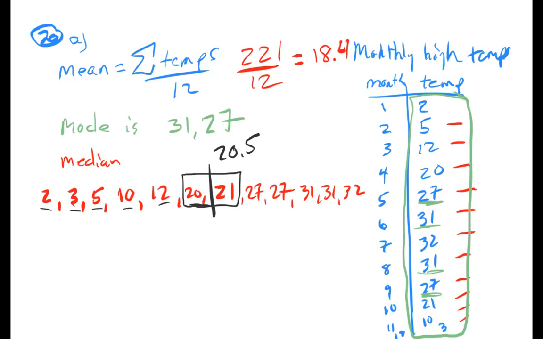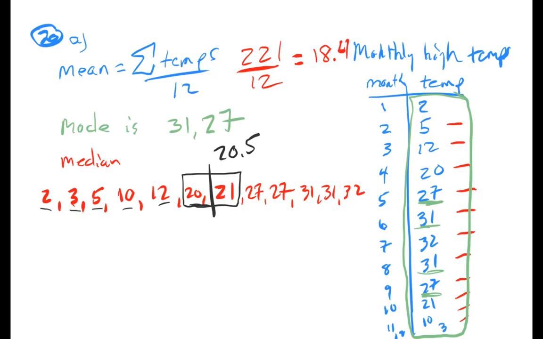Since there's 12 data values, an even number, there's not one true middle number. We find the average of the two middle numbers. If we had 13 data values, we'd end up with one true middle number. All right, so those are the basics for the measures of central tendency. Questions on that?